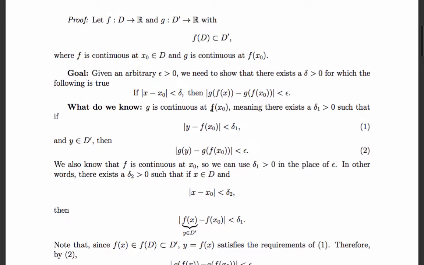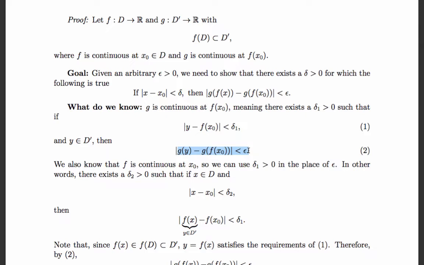Well, we know g is continuous at f of x naught, meaning there exists a delta 1, and if |y minus f of x naught| is less than delta 1, by the way, what is y and f of x naught? Well, y and f of x naught are both elements of the domain of g, right? We know that there exists a delta 1, so that if this is true, then this is true: |g of y minus g of f of x naught| is less than epsilon. That's just the definition of continuity applied to g at the point f of x naught.